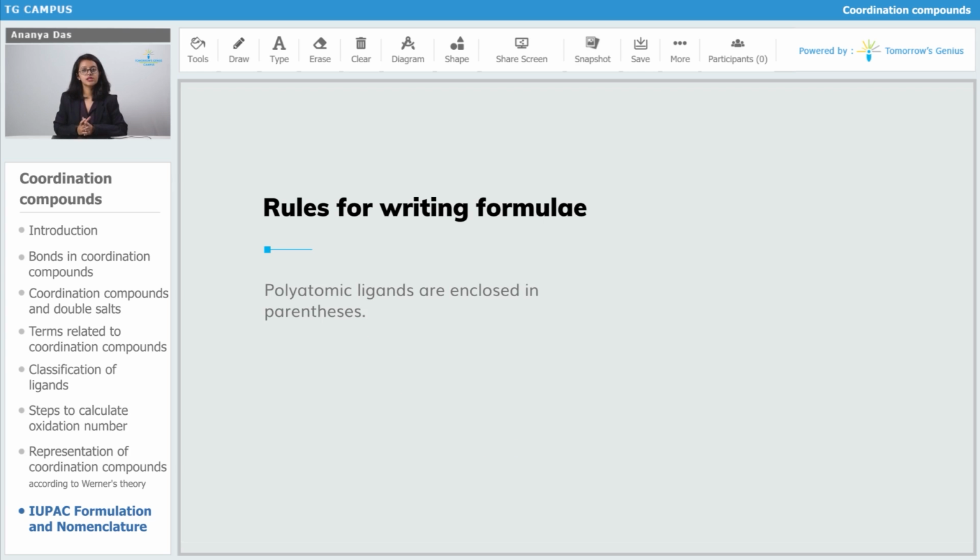Now the polyatomic ligands always have to be enclosed in parentheses or brackets. I can very well write this complex as CoCl6 2 negative. That's very easy to write. It will actually be 3 negative. So CoCl6 3 negative. But in case I have a polyatomic ligand, that is a ligand which contains more than one atom, then I'll have to write it in parentheses.